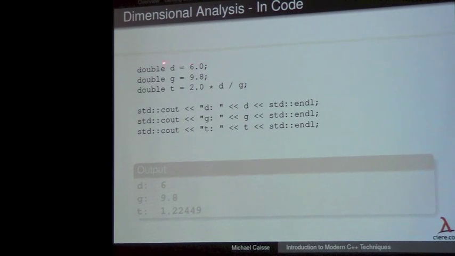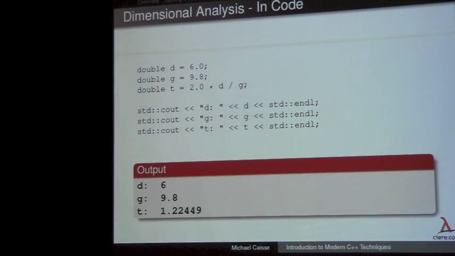We have taken now, D is 6, G is 9.8. I'm going to do this, and I'm going to print it out, or not. And what happened? I can take the square root, right? So I got the wrong answer. It's pretty close, but I got the wrong answer.